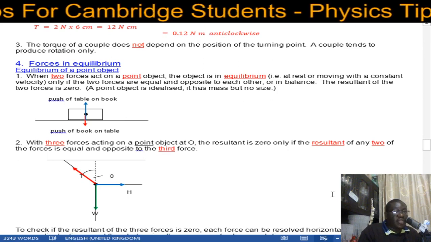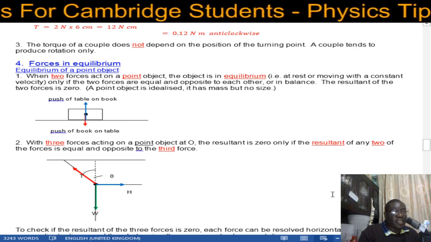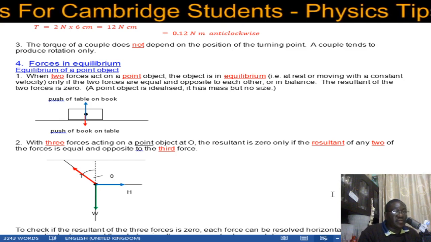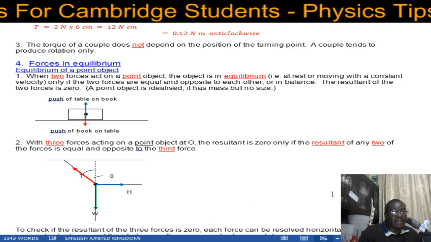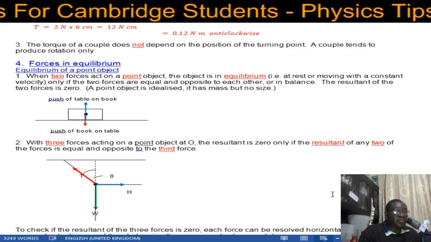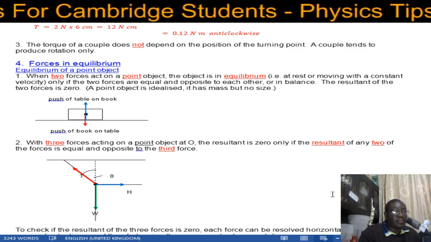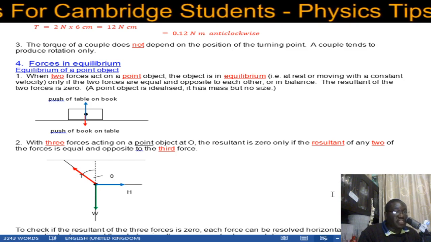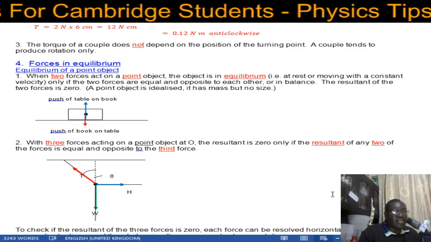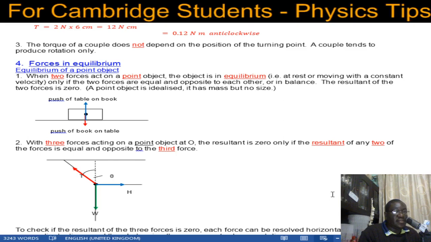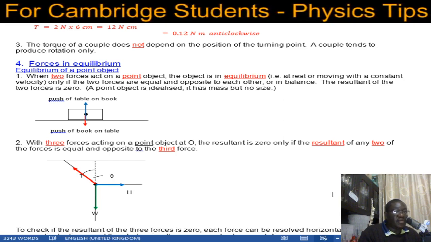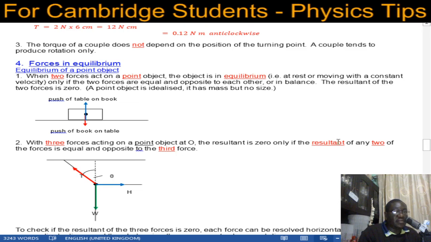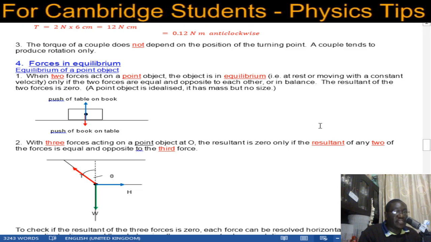The equilibrium of a point object is achieved when two forces act on a point object. They could be at rest or moving at constant velocity. So if the two forces are equal and opposite each other, they are in balance. The resultant force is 0, and the point object is idealized. It is a mass, but has no size.